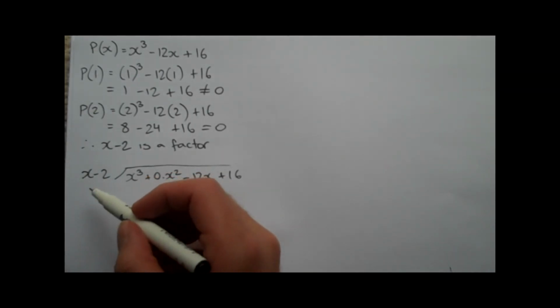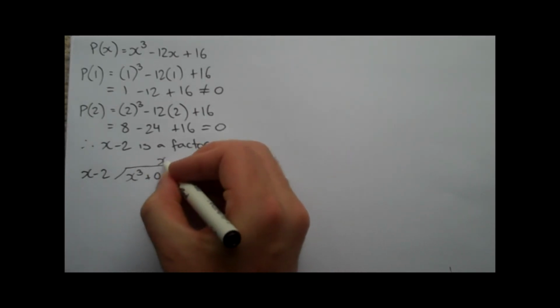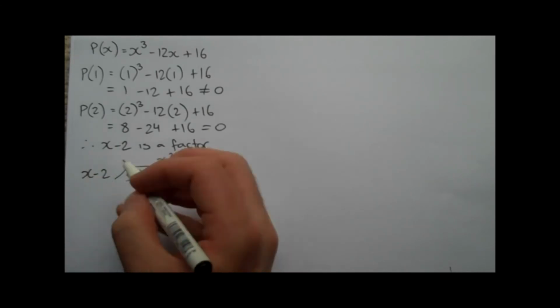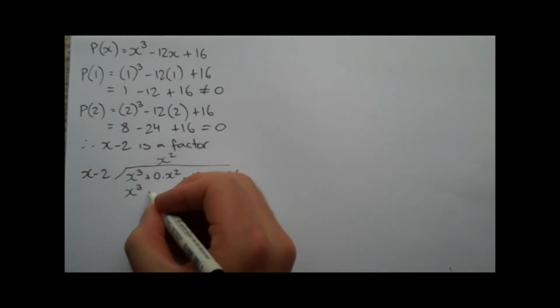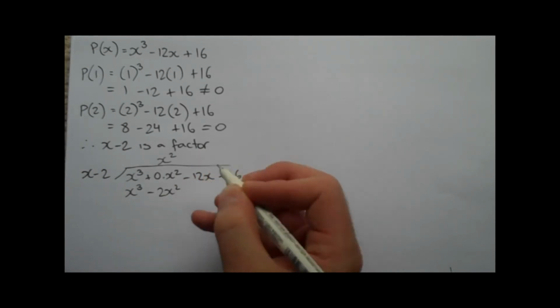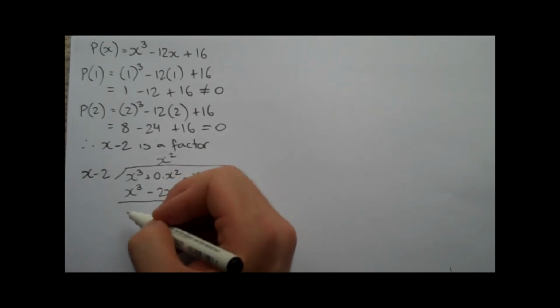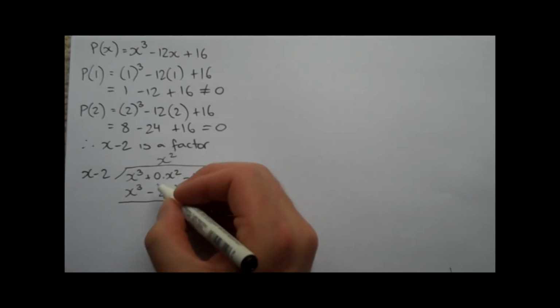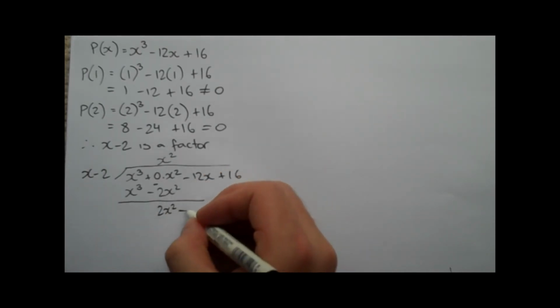So we say, what do we have to multiply x by to get to x cubed? That would be x squared. X squared multiplied by x gives us x cubed. X squared multiplied by negative 2 gives us negative 2x squared. Draw a line, perform a subtraction. The x cubes cancel. 0x squared take negative 2x squared gives me positive 2x squared. Bring down the next term and repeat the steps.